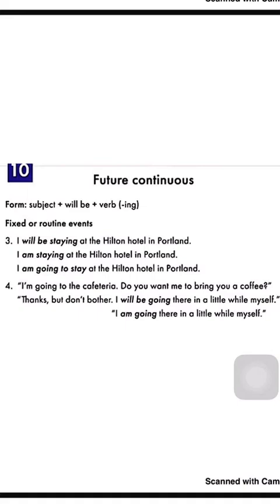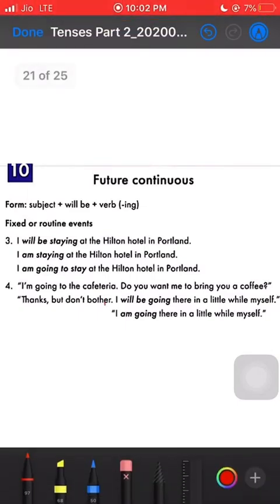I am going to the cafeteria. Do you want me to bring you a coffee? Thanks, but don't bother. I will be going there in a little while myself. Now, in that case, this sentence is right: I will be going there in a little while myself. But a person cannot say, I am going there in a little while myself. That would be wrong. Clear?